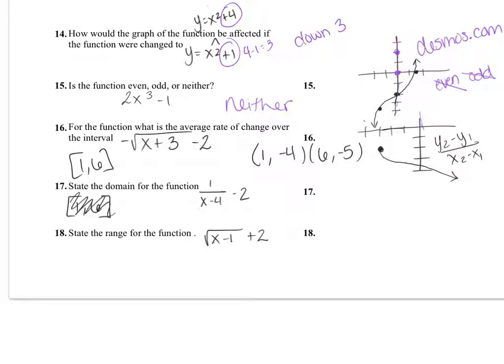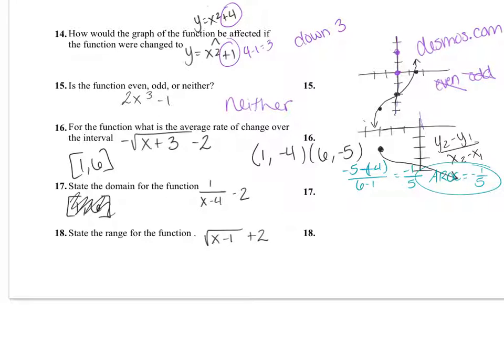Where x is 1, the function goes down to -4. Where x is 6, the function goes down to -5. So we can just put this into our average rate of change formula. We have -5 minus a -4 over 6 minus 1. A negative and a negative makes a positive, so -5 plus 4 is -1, and 6 minus 1 is 5. So our average rate of change on the interval from 1 to 6 is -1/5.